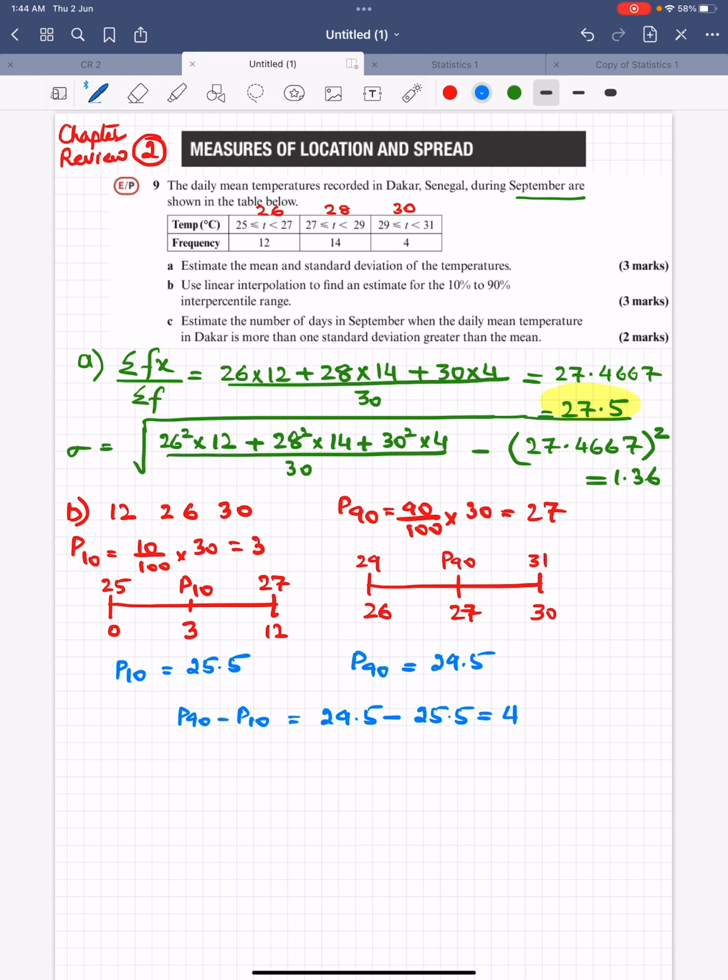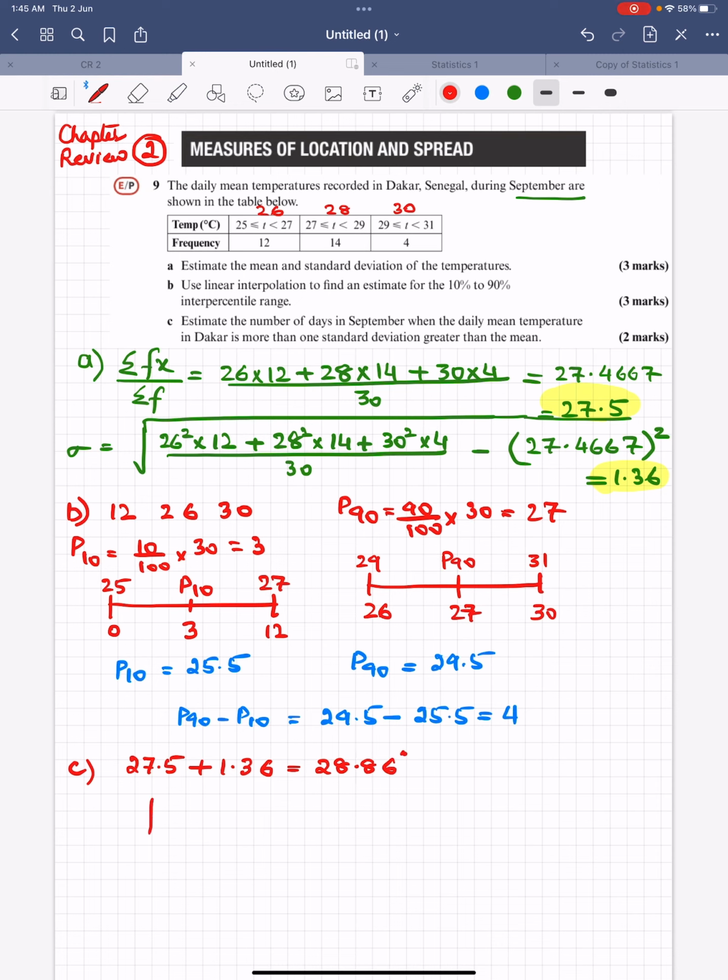Now part C says, estimate the number of days in September when the daily mean temperature is more than one standard deviation greater than the mean. Now we already have the mean, which is 27.5, and the temperature has to be more than one standard deviation. The standard deviation was 1.36, so we add 1.36 and we get 28.86 degrees as the temperature.